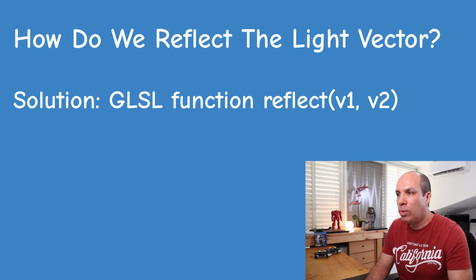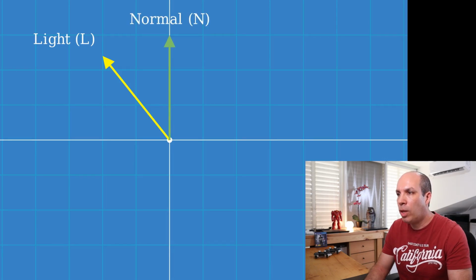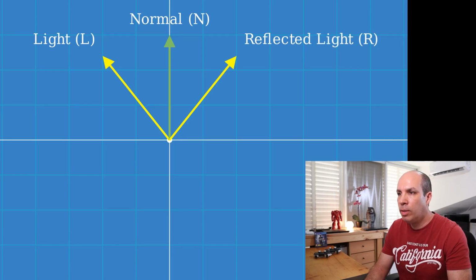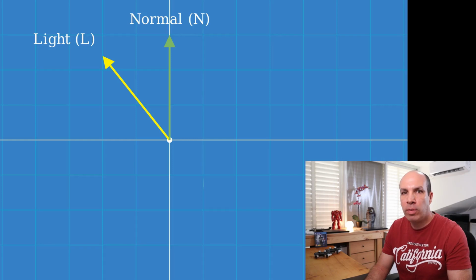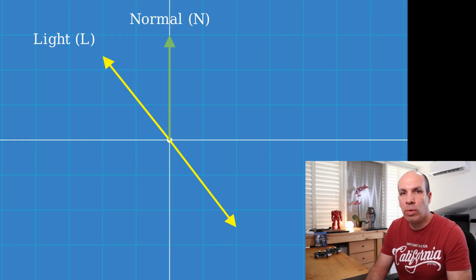So let's take a quick look at the actual math, okay? So here's the light vector L, the normal vector N, and we want to calculate R, which is the reflectance of L over N. First, let's reverse the light vector, and since vectors don't have a starting position, we can write it like that. Next, we want to project the light vector on the normal.